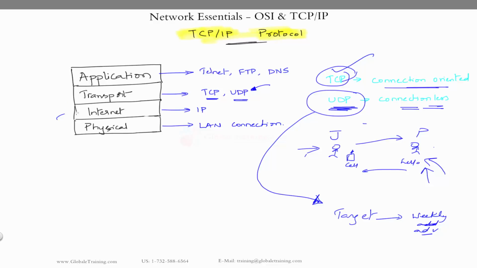And next is the internet layer. This is where the internet protocol, which is IP addresses, comes into the picture for communication. We'll look into IP addresses in another video. And the physical layer is the same as the physical layer in the OSI model. This deals with the actual network connection, the type of cable, and the technology that is used to connect the network card to the actual network.